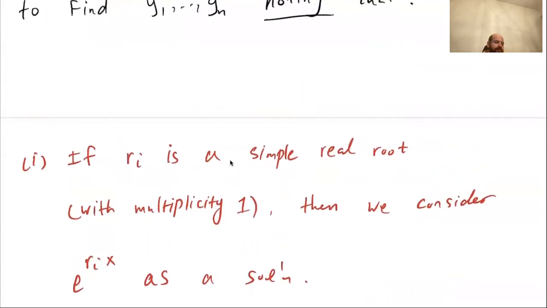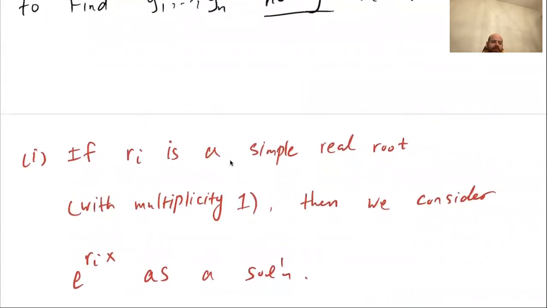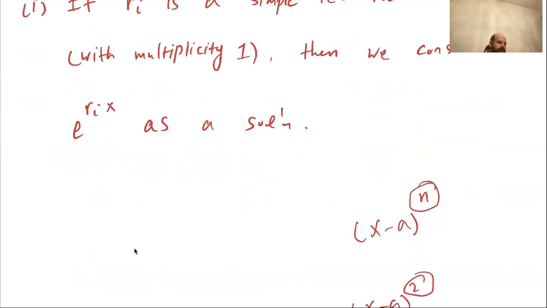So if you have a multiplicity 1 real root, then we have to consider e to power ri x. For example, if 5 is a root of the characteristic equation, then we have to consider e to power 5x as one of the solutions. So that's one thing.